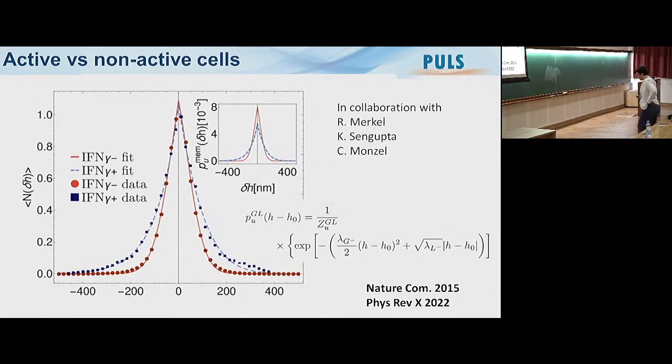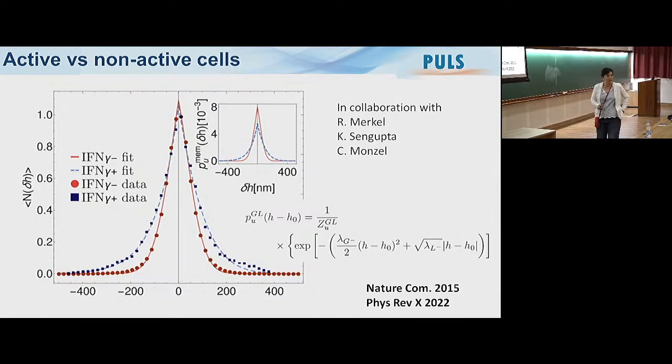Now let's measure them a little bit more precisely. What I'm showing you is the displacement spectrum, the displacement probability of an activated and non-activated macrophage. So what you see over here is a non-activated macrophage, the blue is an activated macrophage, and there are two interesting features.